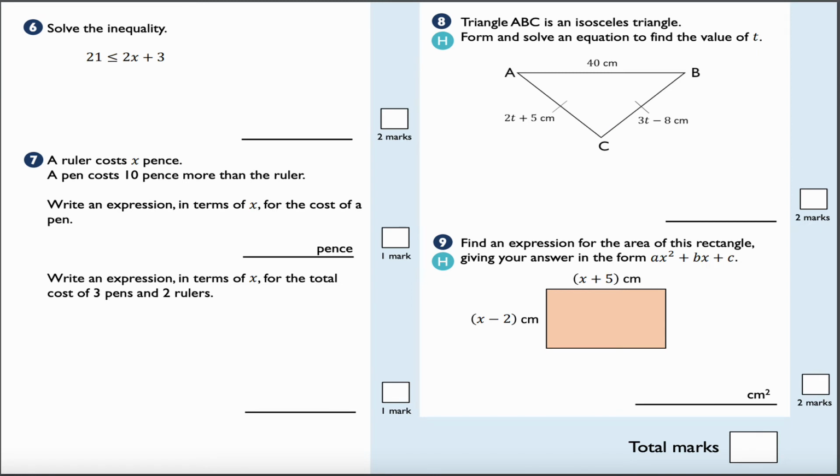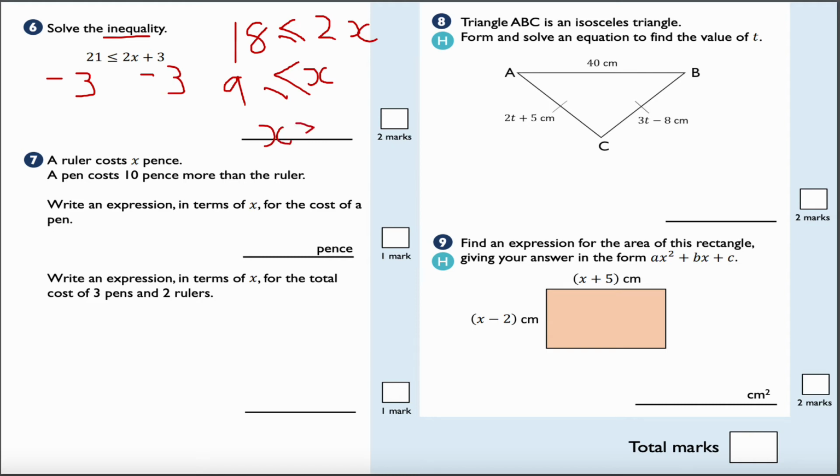Solve the inequality. So I treat inequalities the same as an equation. I'm going to subtract 3 on both sides of my inequality. 21 take away 3 is 18. 18 is less than or equal to 2x. Dividing both sides by 2, I get x is greater than or equal to 9, or reading it from left to right, 9 is less than or equal to x, which is the same as saying x is greater than or equal to 9.